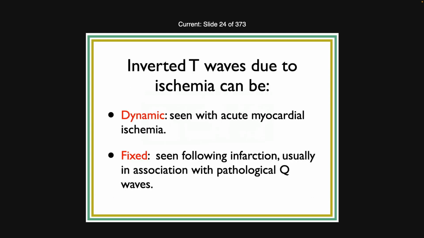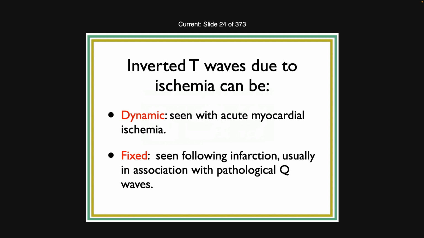Now, inverted T waves due to ischemia, and here's one of the problems with using inverted T waves as a good sign of ischemia. In fact, I don't think inverted T waves are a useful sign. They're a good sign, but not a useful sign, because they're kind of like Q waves. They can be dynamic, seen with acute myocardial ischemia. So really, if you do a 12 lead and then 10 minutes later do another 12 lead, and all of a sudden the T waves are inverted, now that's useful. That's saying something is happening, very possibly ischemia in whatever the leads are, okay?